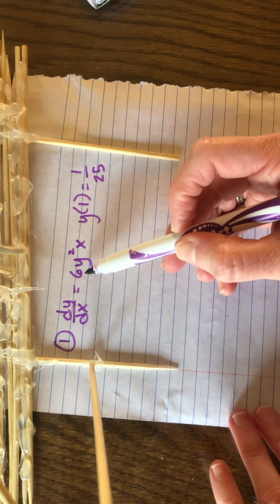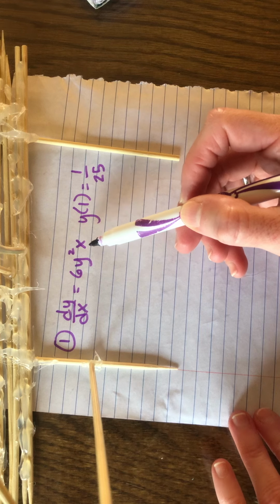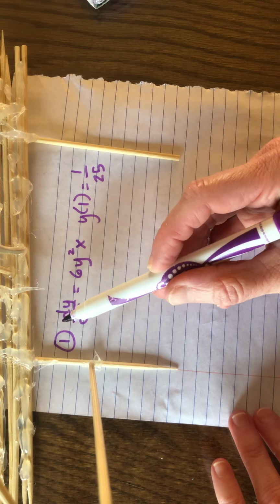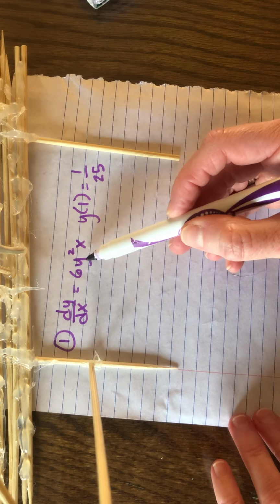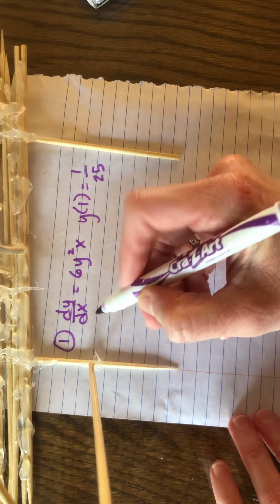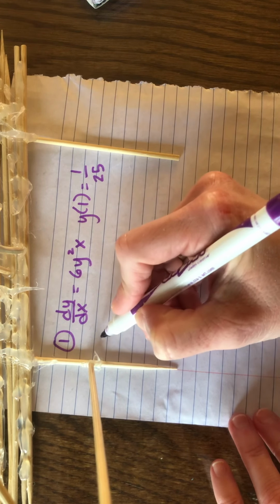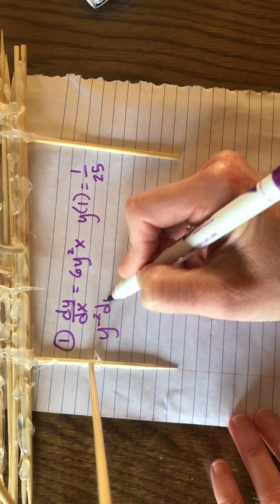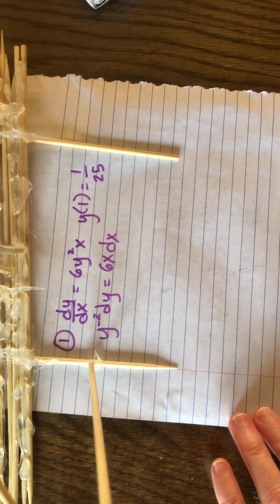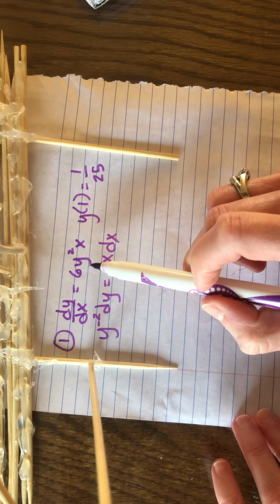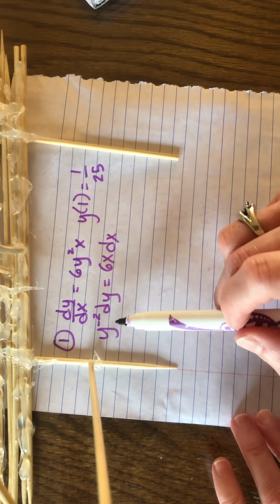Since our differential equation is in terms of both y and x, I'm going to need to isolate my y terms and my x terms. So I'm going to take each side and divide it by y squared and multiply each side by dx. So when I do that, I get y to the negative 2 dy, and my right side is 6x dx. Notice that when I divided each side by y squared, that's 1 over y squared, which I'm just going to represent as y to the negative second.